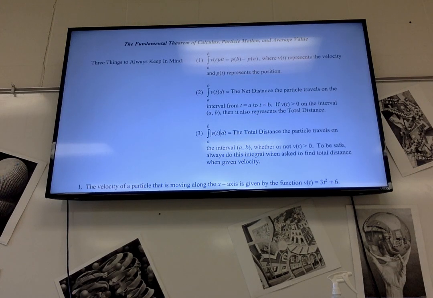So 3 things to keep in mind when you're doing particle motion. Again, that's the velocity, acceleration, position, all that stuff. Yes. If you take the integral of the velocity, that goes backwards. So it tells you the position. That's what number 1 is saying.